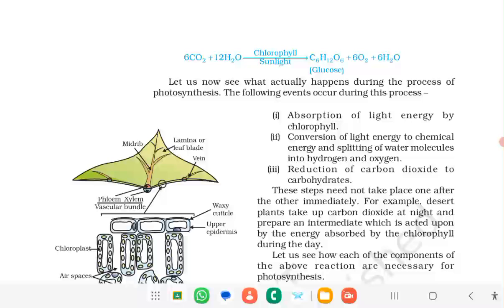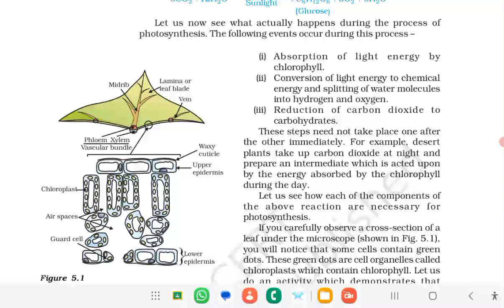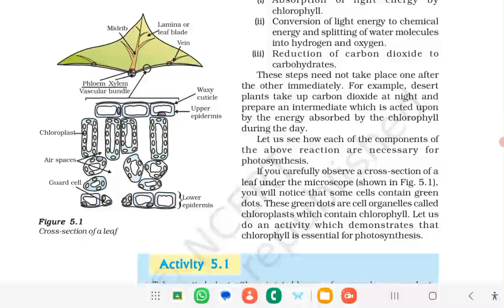Let's now see what actually happens during the process of photosynthesis. The following events occur during this process of photosynthesis. Number 1. Absorption of light energy by chlorophyll. Number 2. Conversion of light energy to chemical energy and splitting of water molecules into hydrogen and oxygen. Number 3. Reduction of carbon dioxide to carbohydrates. These steps need not take place one after the other immediately.